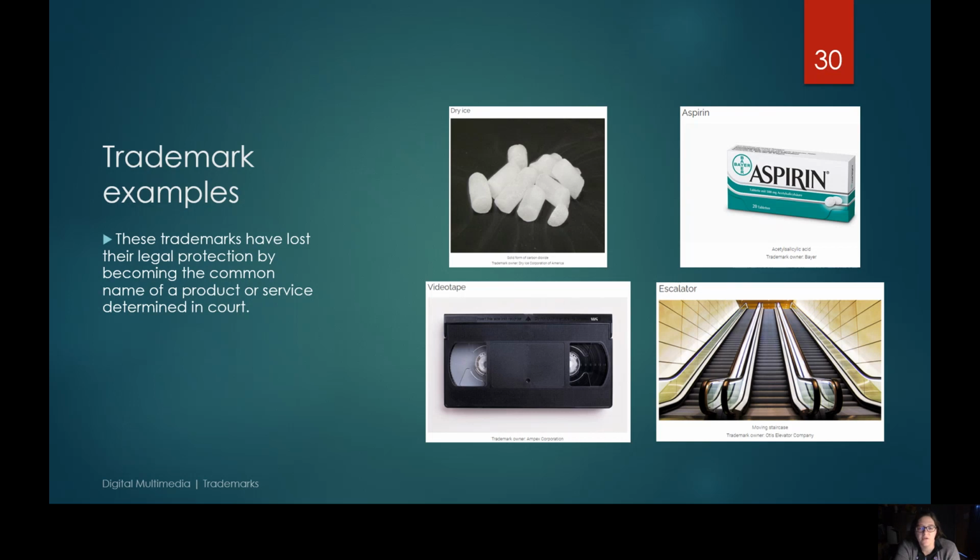So the first image, the trademark owner was Dry Ice Corporation of America. It's a solid form of carbon dioxide, and people just began calling all of them dry ice. Aspirin, videotapes, and escalators also fall into this category. The Otis Elevator Company originally trademarked the term escalator for its moving staircases, and it became known as all of them being escalators.